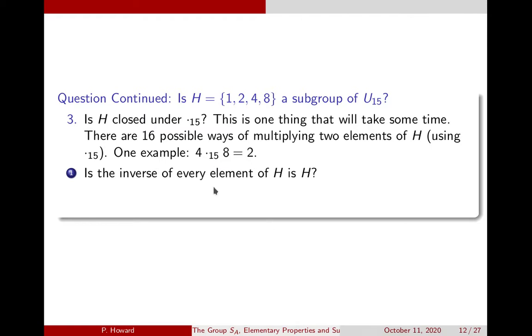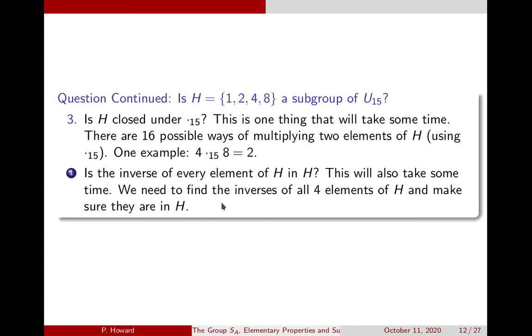Is the inverse of every element of H in H? Corrected a typo here. Is the inverse of every element of H in H? This also will require some time to check. H has 4 elements, so we will have to find the inverse of each of those 4 in the group U15 and verify that the inverse is still in H.